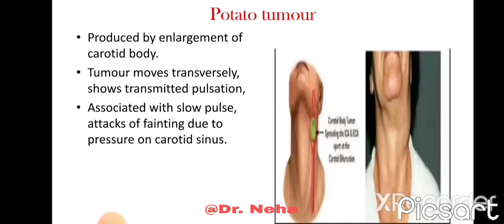Applied anatomy related to this is potato tumor. It is the enlargement of the carotid body. This tumor moves transversely, shows transmitted pulsations, and it is associated with slow pulse and attacks of fainting due to pressure on the carotid sinus.